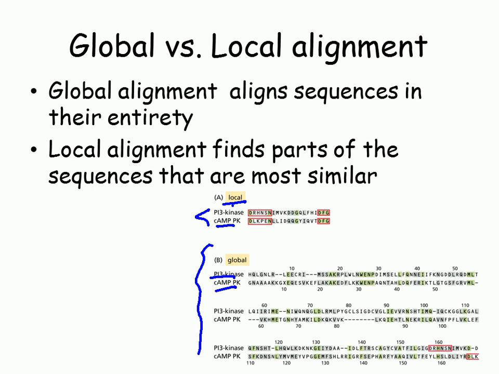But local alignment focuses on a small portion, a small segment from the two sequences that are highly similar. So you pick out the portion that is most conserved or most similar. So you get a shorter alignment, and you don't really care what the rest of the two sequences were.